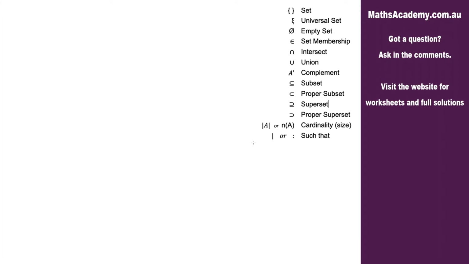The focus for this lesson is on cardinality, or size, and something called set builder notation, where we use a symbol. It's a pipe symbol or a colon. It means "such that," and I'll come across that in a second and show you what it means. Now, the cardinality, or size.